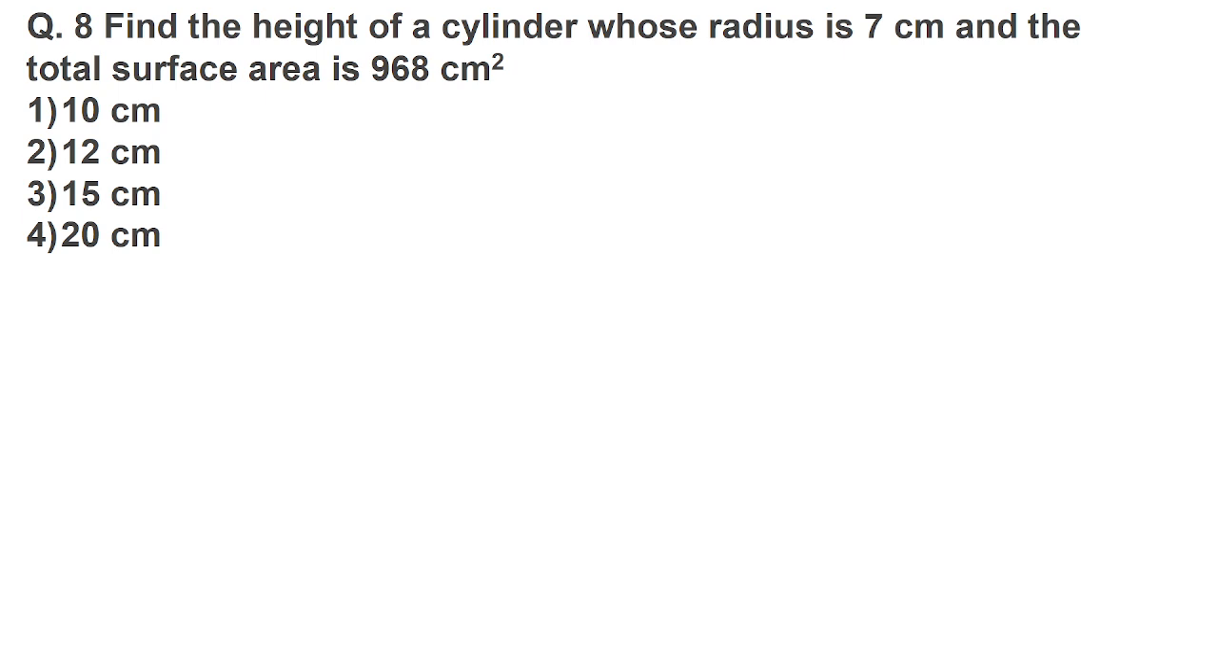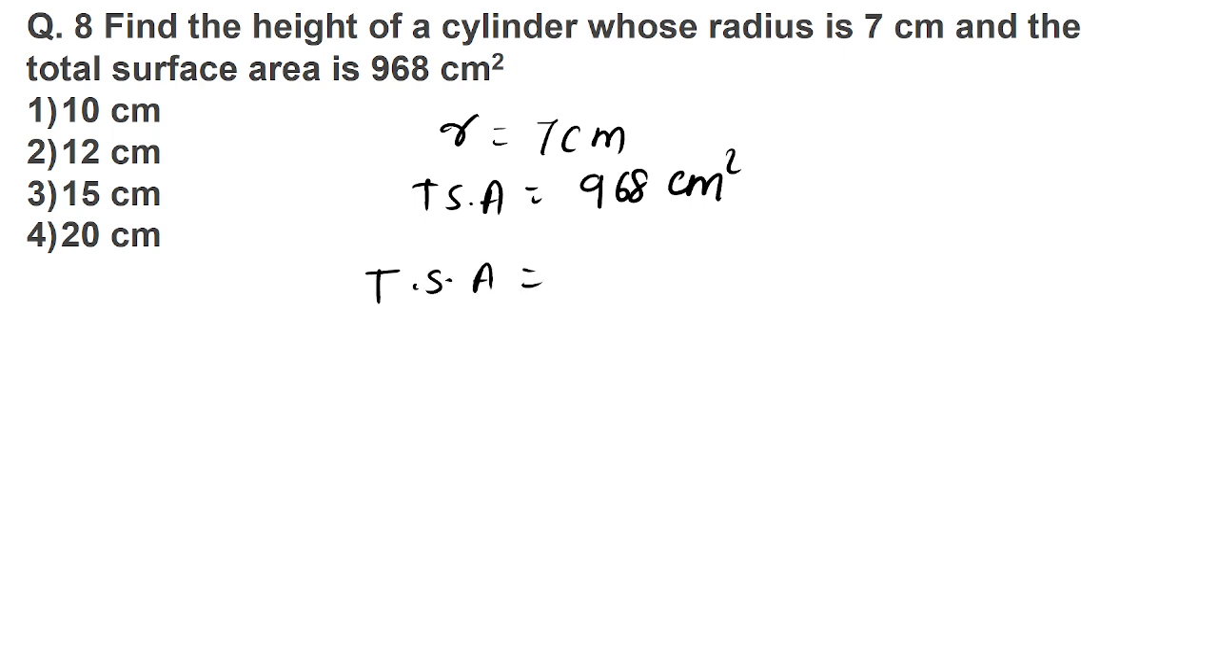Find the height of a cylinder whose radius is 7 centimeter. Radius mentioned is 7 centimeter. Total surface area mentioned is 968 centimeter square. Using that total surface area, you have to find the height. Now, you should know the total surface area of a cylinder.